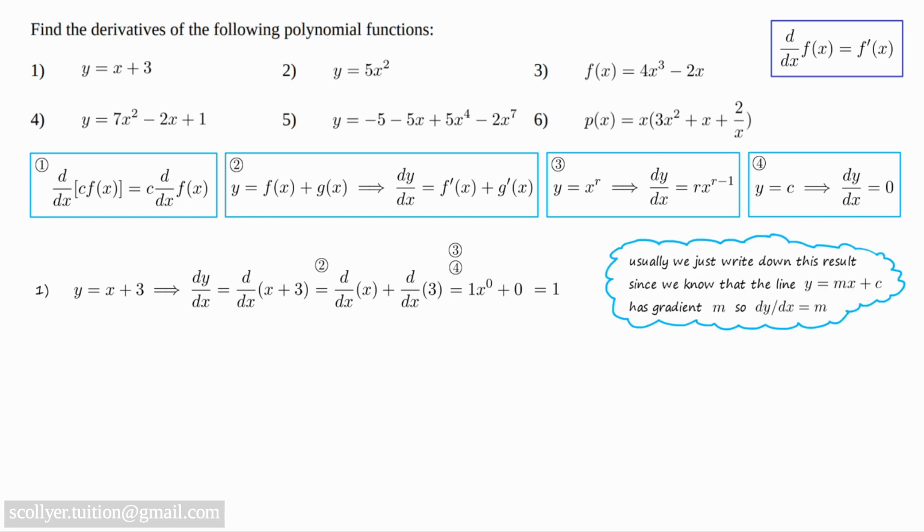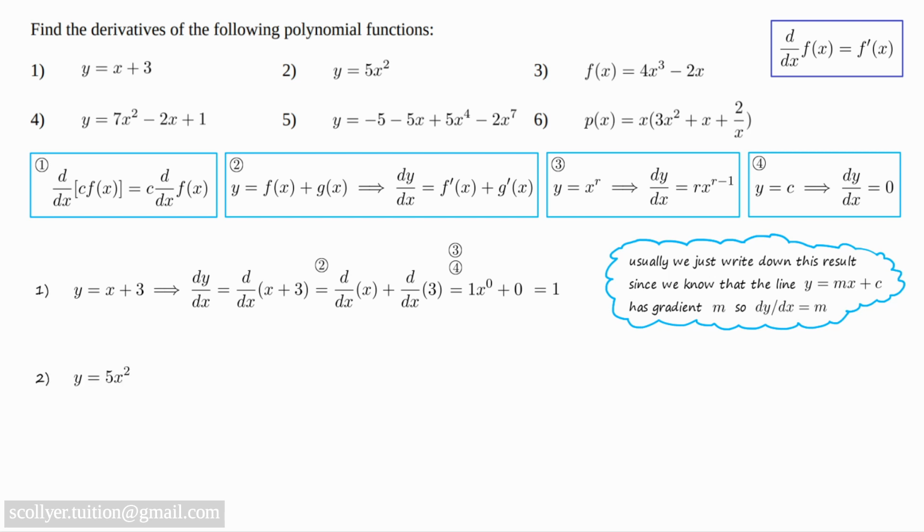And in fact, we can write this result down immediately because we know that a line in the form y equals mx plus c has a gradient m. So that means that dy by dx equals m in such a case.